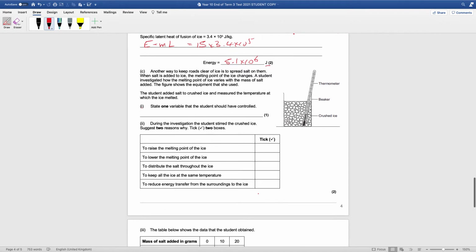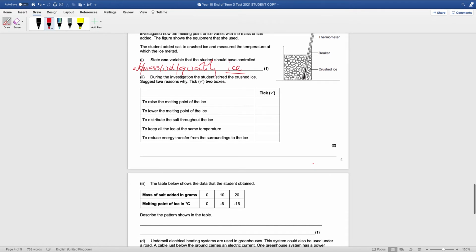Another way to keep roads clear of ice is to spread salt on them. One variable that the student should have controlled? Well, the amount of ice, the mass, volume, quantity of ice. Ice is the key word here. You might have said weight as well. During the investigation, the students stirred the crushed ice. 2 reasons why? Well, to distribute the salt through the ice and to keep it all at the same temperature.